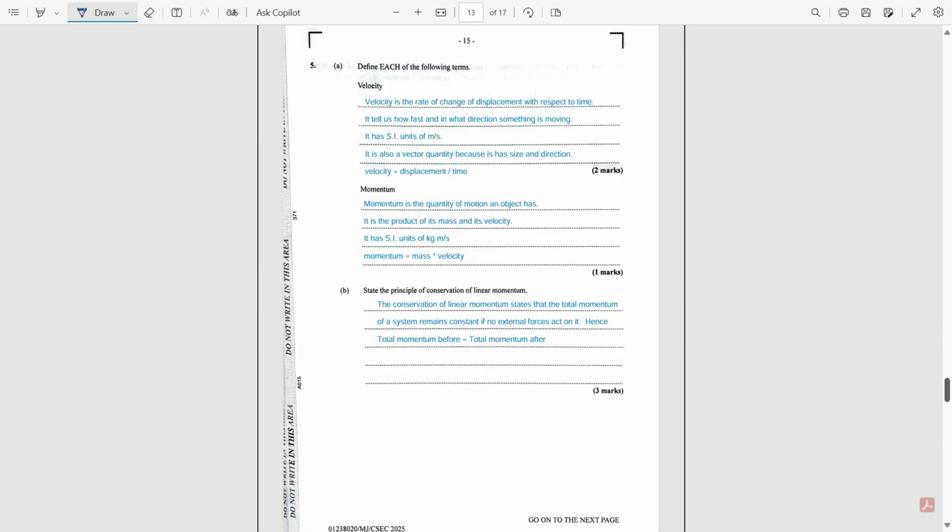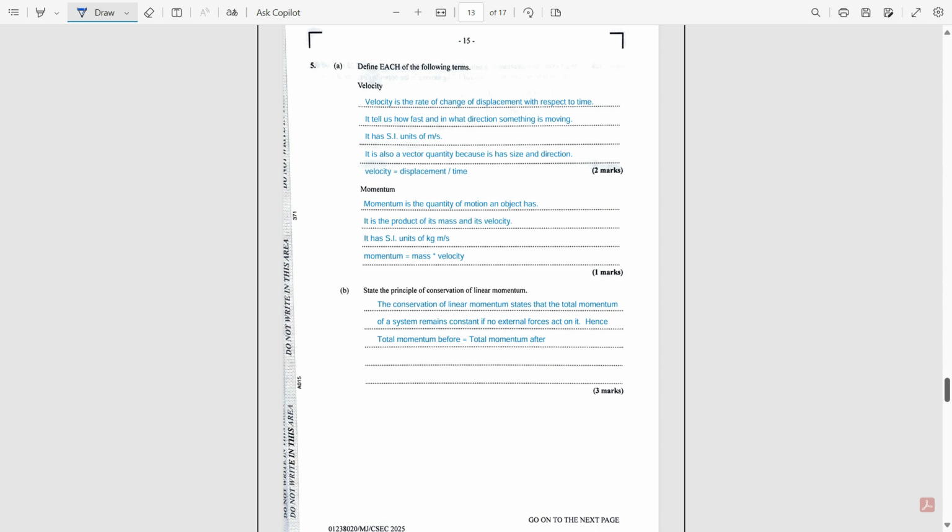Define each of the following terms. Velocity. Velocity is the rate of change of displacement with respect to time. It tells us how fast and in what direction something is moving. It has SI units of meters per second. It is also a vector quantity because it has size and direction. Velocity is equal to displacement over time.